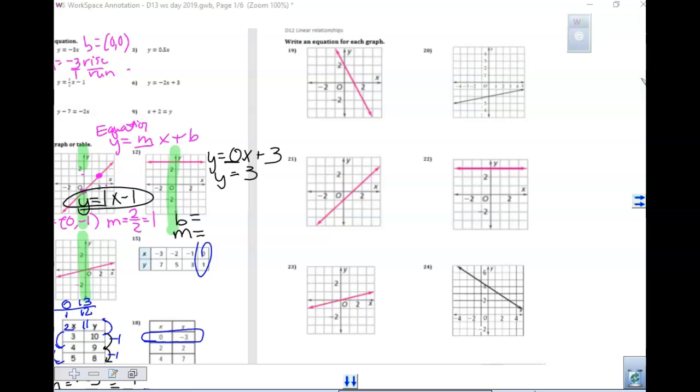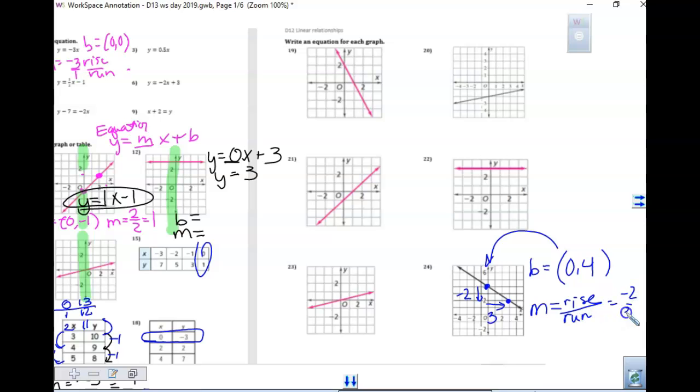Number 24. If I'm looking at 24, the first thing I'm going to ask you to identify for me is the b. The b is on the y line. On the y line, you tell me, Brecca, it is what? (0, 4). Next thing we're going to identify is our m. I need to pick 2 points on my line, so at 4, looks like I could go over to this point here, and I'm going down 2. And I'm going over 3. So I'm going to write the word rise over run. I'm going to go -2 over 3.